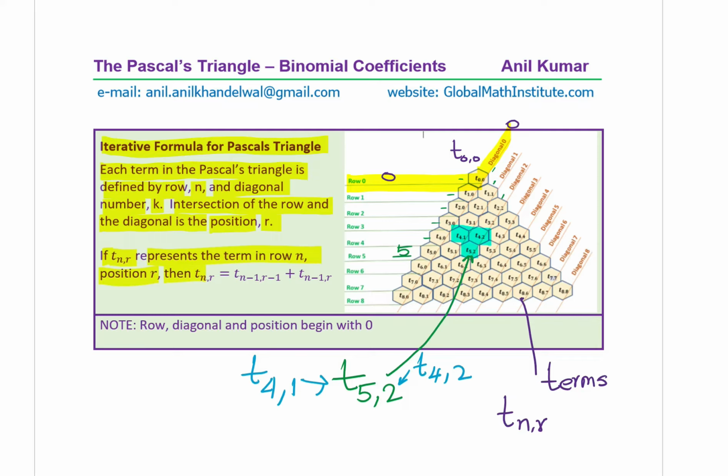It will be sum of Tn minus 1 r minus 1 plus Tn minus 1 r. So that is the formula for getting the next term in Pascal's triangle. Correct? You should note that row, diagonals and position begin with 0 in the Pascal's triangle. So clearly I have written all the row numbers and the diagonal numbers, and that gives you the term in between, which is defined by the row number and the diagonal number. Clear?